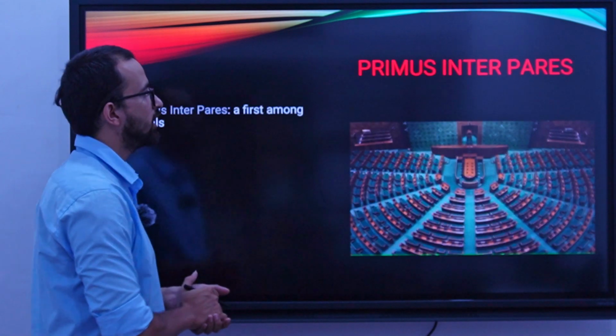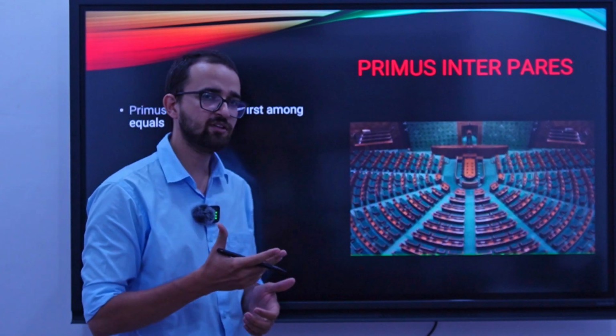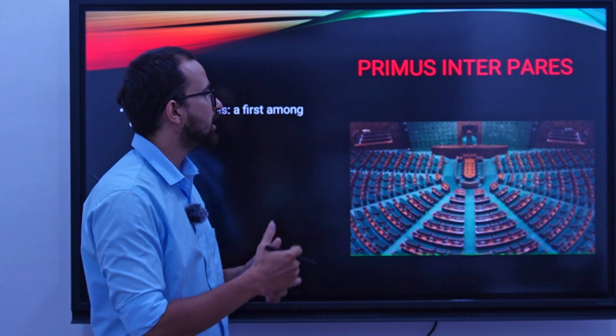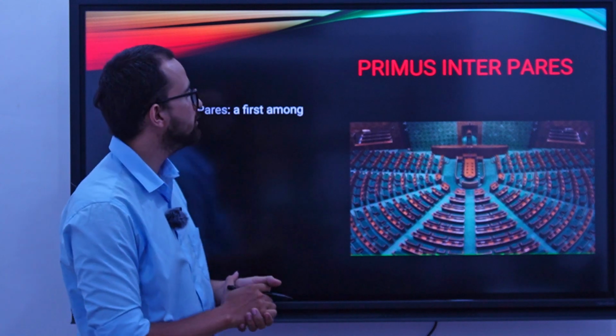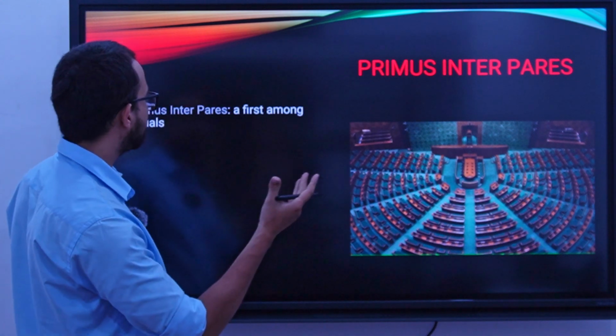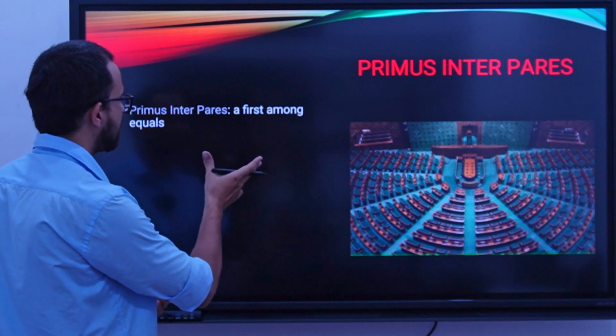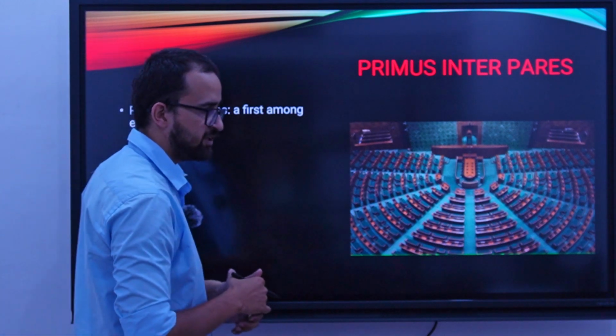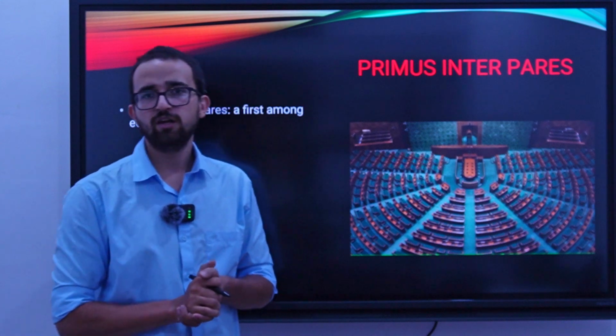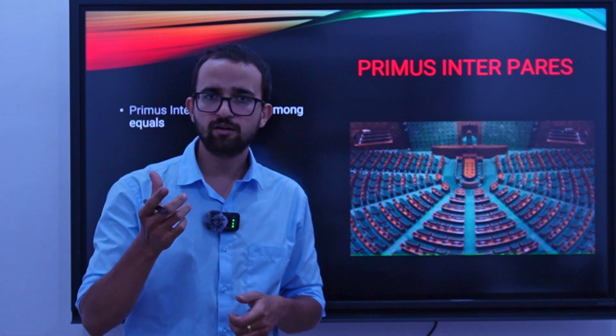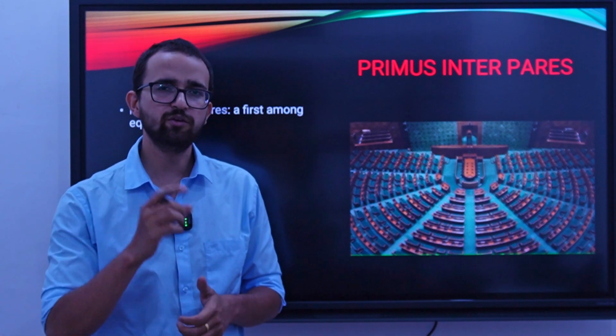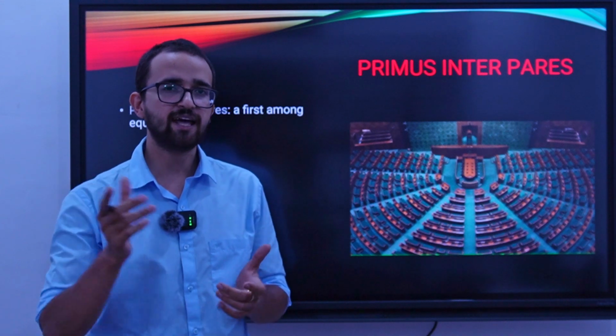Now before we dive into the nuances, I would like to discuss a concept from political science that is called Primus inter pares. Primus inter pares translates to a first among equals. What this means is that if you have a group of people, there is a possibility that one individual out of that group holds a certain authority over the entire group.